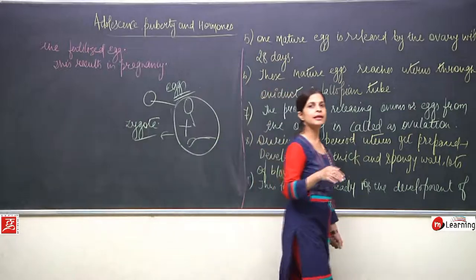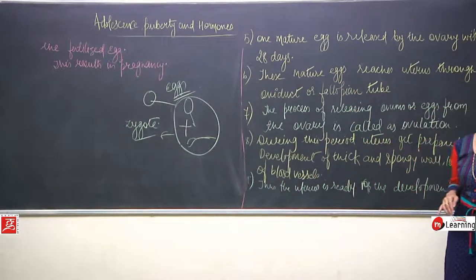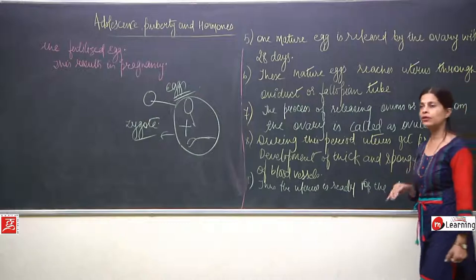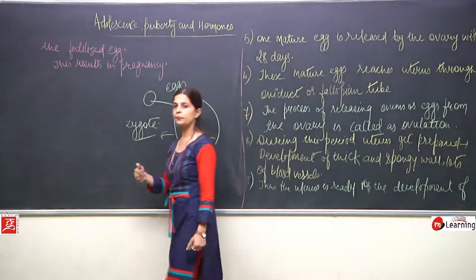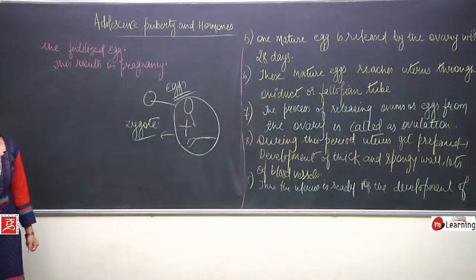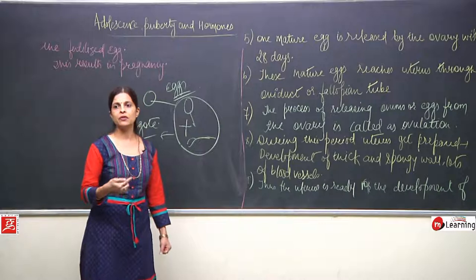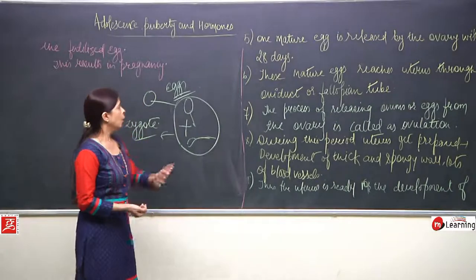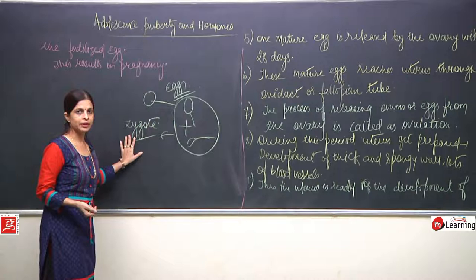Okay, all these are thrown out of the body, which is known as the menstrual cycle. It happens within every 28 days. This remains for 3 to 5 days, again depending on the female; it varies from female to female. Okay, so I think this part is very clear.